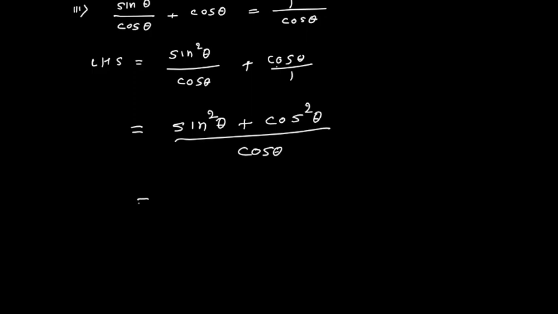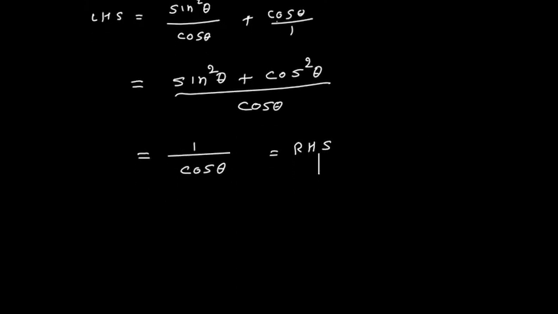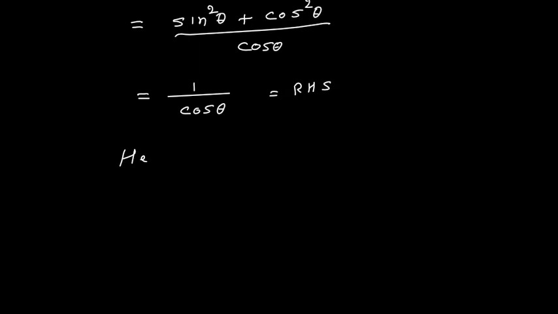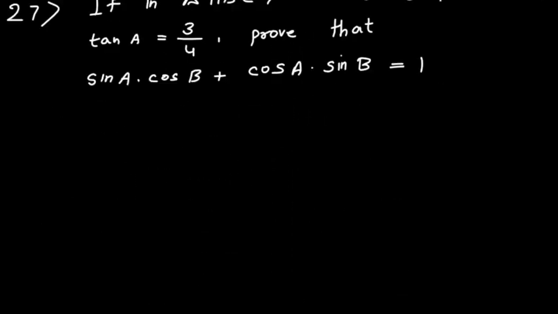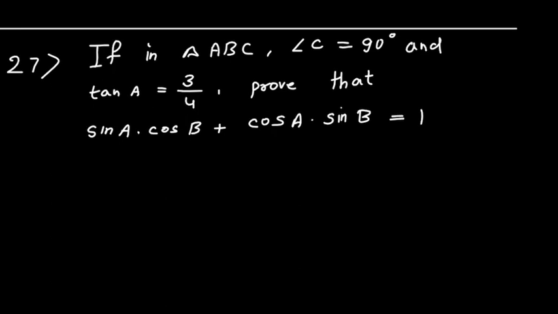Now sin square theta plus cos square theta is 1, so we get 1 upon cos theta. 1 upon cos theta is sec theta, but we have to prove that this is equal to 1 upon cos theta only. So this is 1 upon cos theta, which is the right hand side. Hence proved. So whatever we had to prove, we have proved. Okay, simple question.